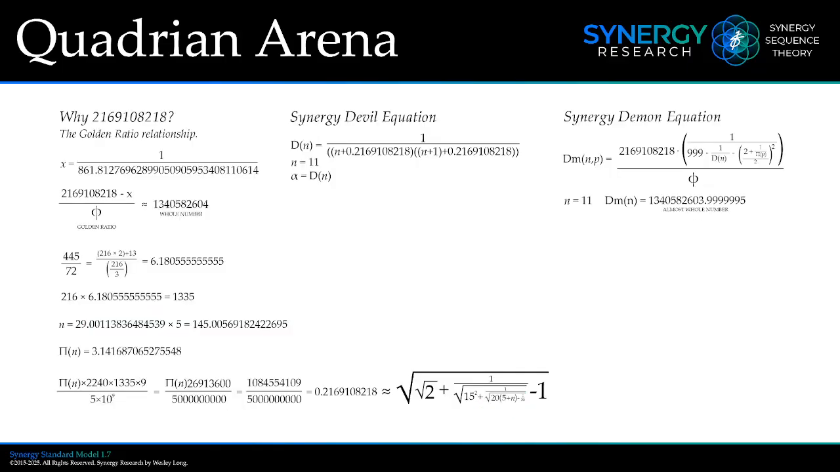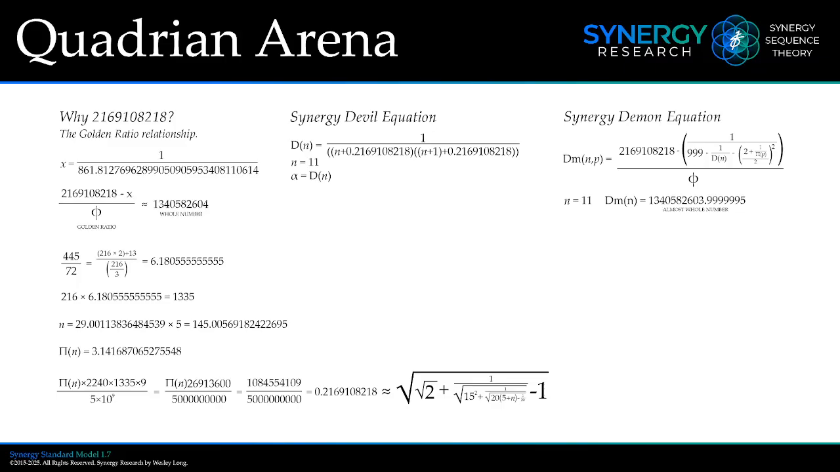We now arrive at the mathematical engine room of the Quadrian Arena, where the numbers that structure the fine structure constant, resonance triangles, and light emission geometries are shown to emerge from pure symbolic relationships. This slide explains one of the most curious values in the entire system, why 216918218. Let's explore what makes this number not only meaningful, but possibly inevitable.